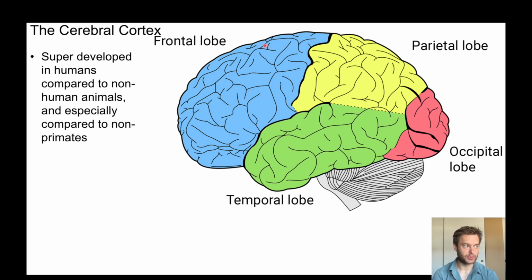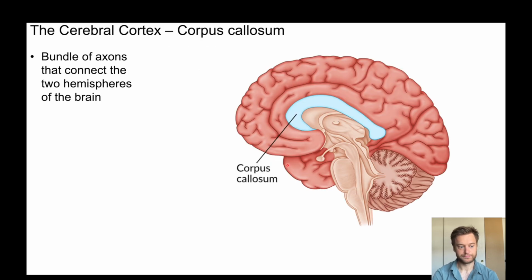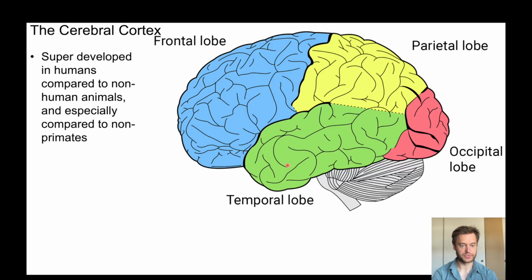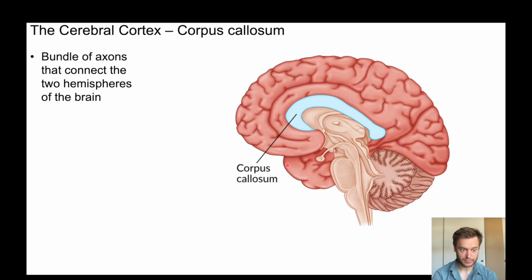So the cerebral cortex is composed of the frontal lobe, the parietal lobe, the occipital lobe, and the temporal lobe. And before we talk about those, I'm just going to briefly talk about the corpus callosum, which is a bundle of axons that connects the two hemispheres of the brain.